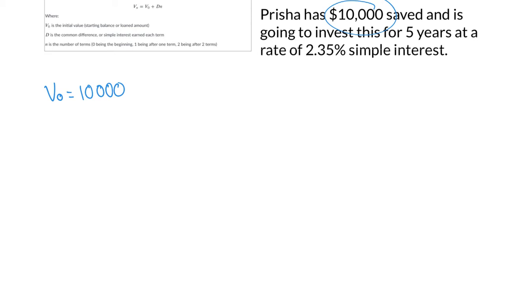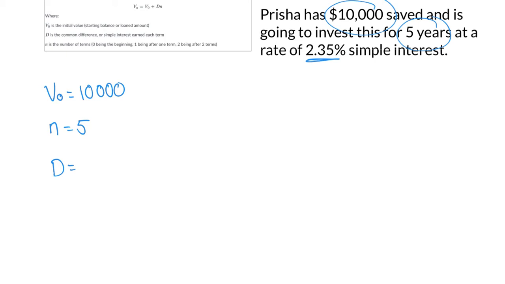We can also see that she's going to invest this for 5 years. So the number of compounding periods, so this is how many times the interest is paid. So we're going to say in this case, n equals 5, because Precia is going to be paid her interest each year. And D, now this isn't directly in the statement, but we're going to use this to figure out D, or the common difference. So D represents how much interest Precia will earn each year, or in 1 year.